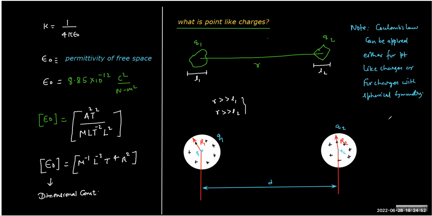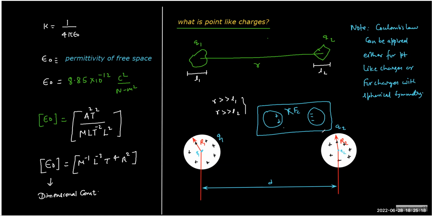So if I take one sphere and put charge only on this side, and another sphere and put charge only on this side, can we apply Coulomb's law here? No, because the charge is not symmetrical, so you cannot apply it. Coulomb's law you should not apply.